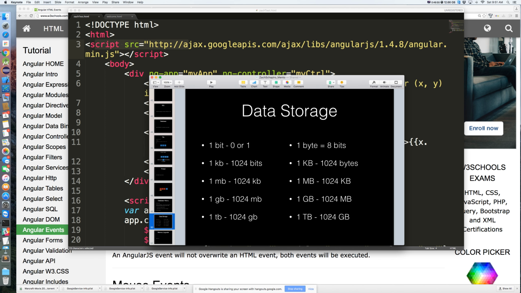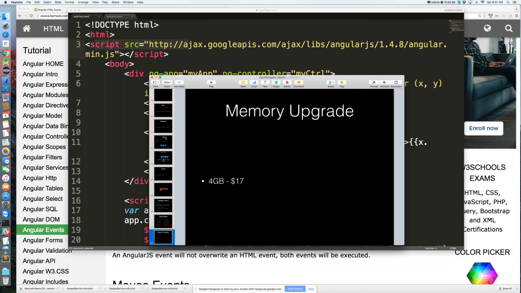But so we just talked about 4 gigabytes of data, which would be 4,096 megabytes, is $17. All right, so let's go back to 1996. I had a computer, and it had 8 megabytes of memory, and I upgraded it to another 8 megabytes. So I upgraded to 16 megabytes of memory. How much do you think an 8 megabyte memory upgrade was in 1996? Probably very expensive. Okay, so first of all, what's a megabyte?